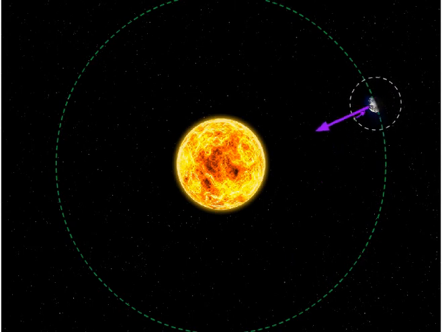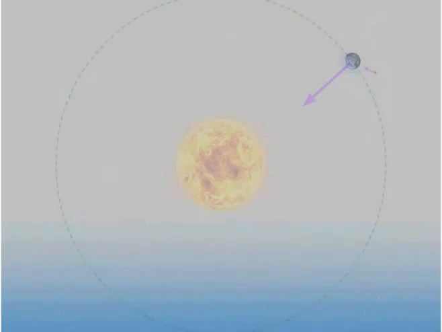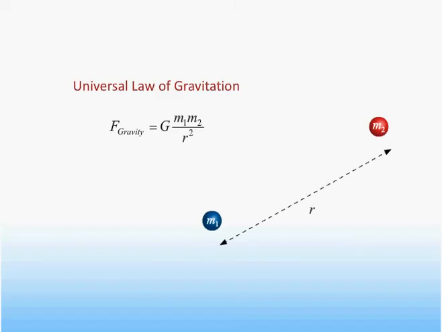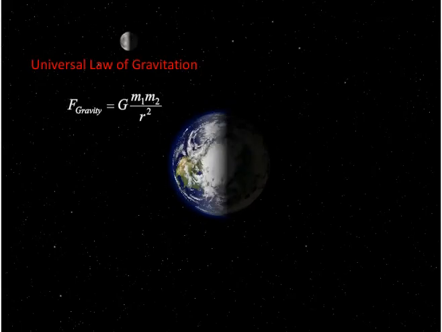Newton proposed that this force was a universal gravitational force that exists between any two objects that have mass. In particular, he said that any two objects with mass exert attractive forces on each other whose magnitude is proportional to the product of the masses divided by the square of the distance between them, and whose direction lies along a line connecting them. For example, here we see the moon orbiting the Earth.